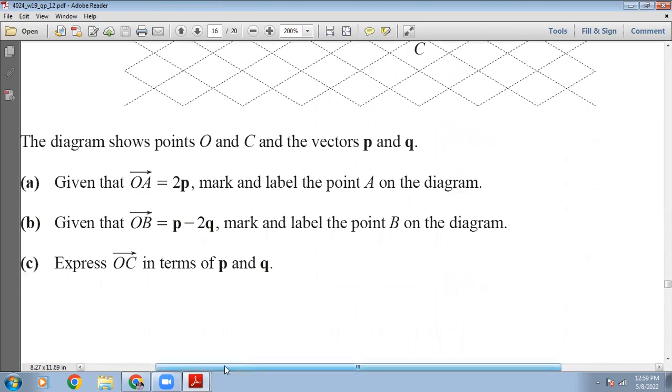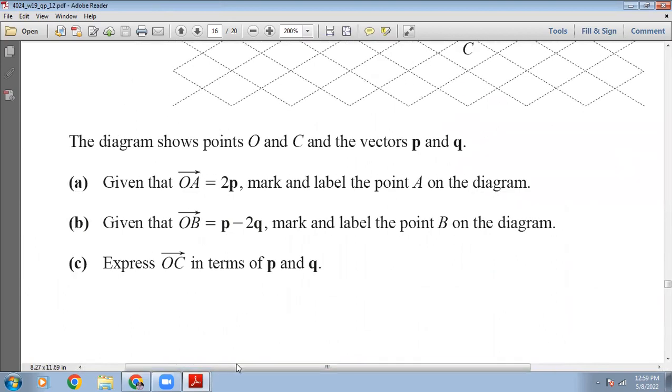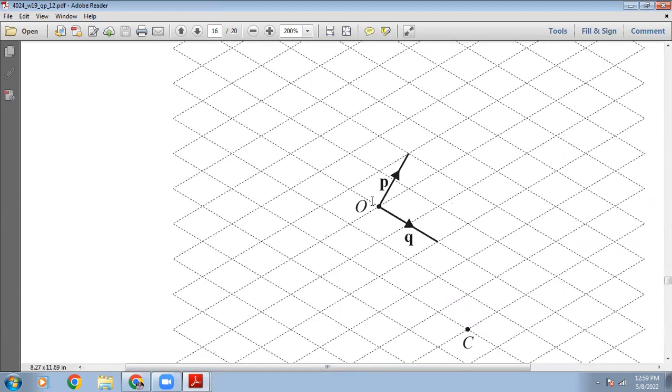Then their question is OB, which is P minus 2Q. Okay. This is P minus 2Q. Minus 2Q is going to step this way. That's the Q. So this is P, and then minus 2Q will be 1, 2. So this will be B. You go opposite to this. This will be minus Q. This will be another minus Q. So this will become minus 2Q. So the point B will be here.